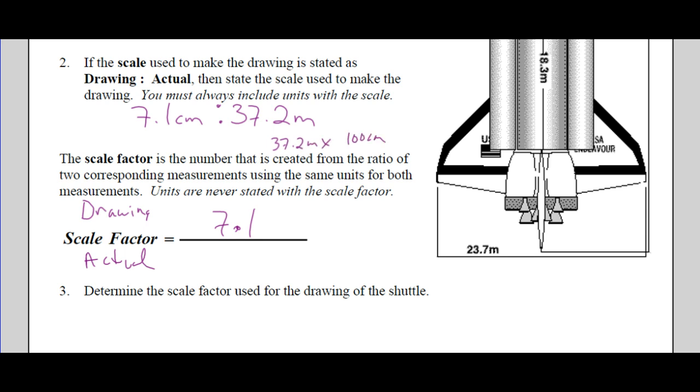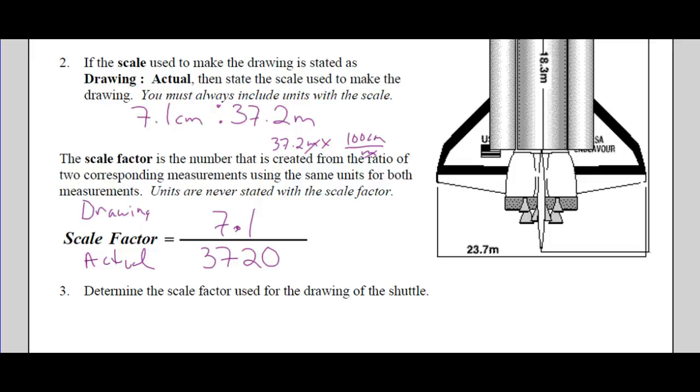There are 100 centimeters per meter, so we have to multiply. That gives 3,720 centimeters. Now, we don't put units on these because they're in the same measurement. We start off with units because we're saying this many centimeters represents, in real life, 37.2 meters. To get the scale factor, we get them into the same units. We could have taken the 7.1 centimeters into meters, 0.071, but it makes sense to take the larger one down to the smaller units.